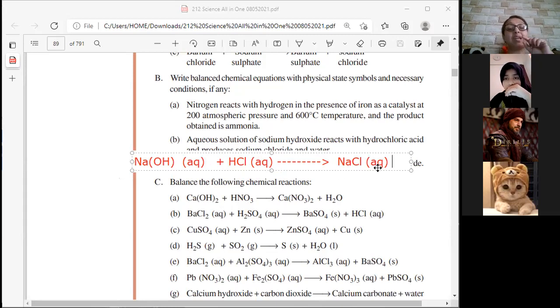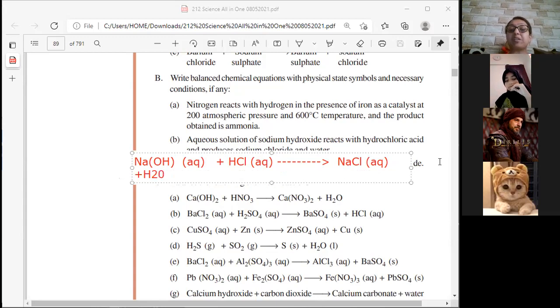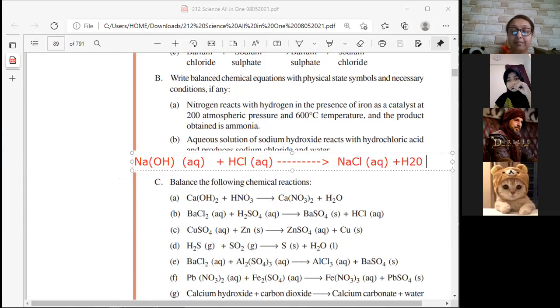And second, you have to see what is the other thing that is coming out. It is water, H2O. Is it aqueous or is it liquid? Liquid, right? So whatever is remaining is going to be aqueous only. Okay, beta. Now see whether it is a balanced equation.